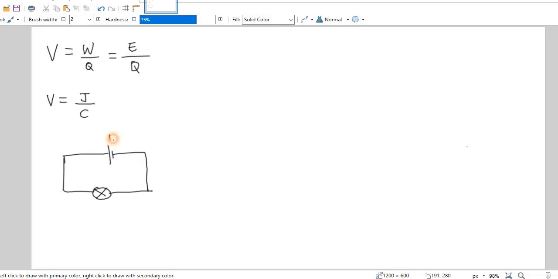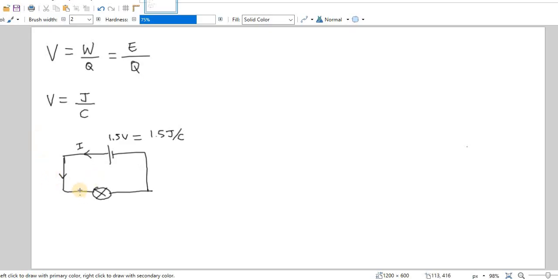Let's say the EMF of this is 1.5 volts. So what is happening is, for every coulomb of charge, 1.5 joules of energy is given over here. 1.5 joules of electrical energy is given to each coulomb of charge at the cell.